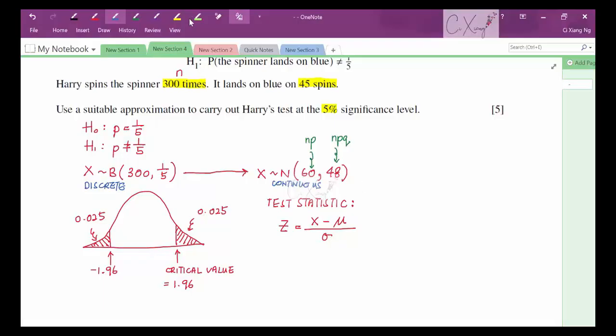Now, how can we make the continuity correction? Generally, you compare the value of x with the mean. As an example, when the x that I have is 45, minus the mean, which is 60, 45 minus 60 gives a negative value. That means the test statistic will be a negative value later.